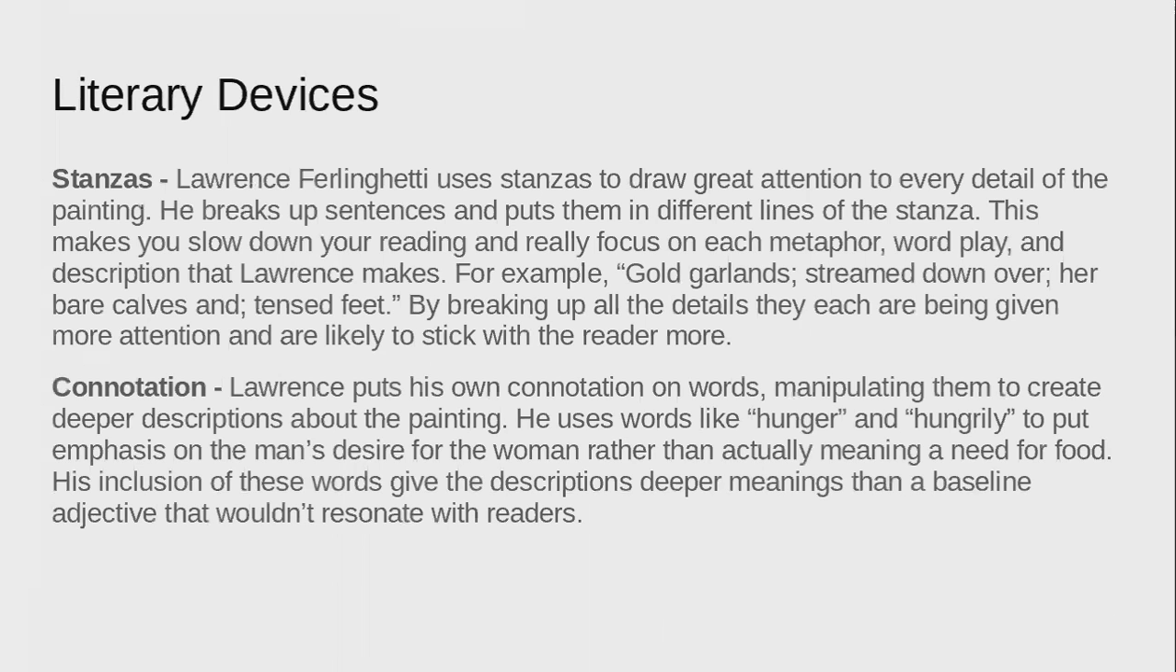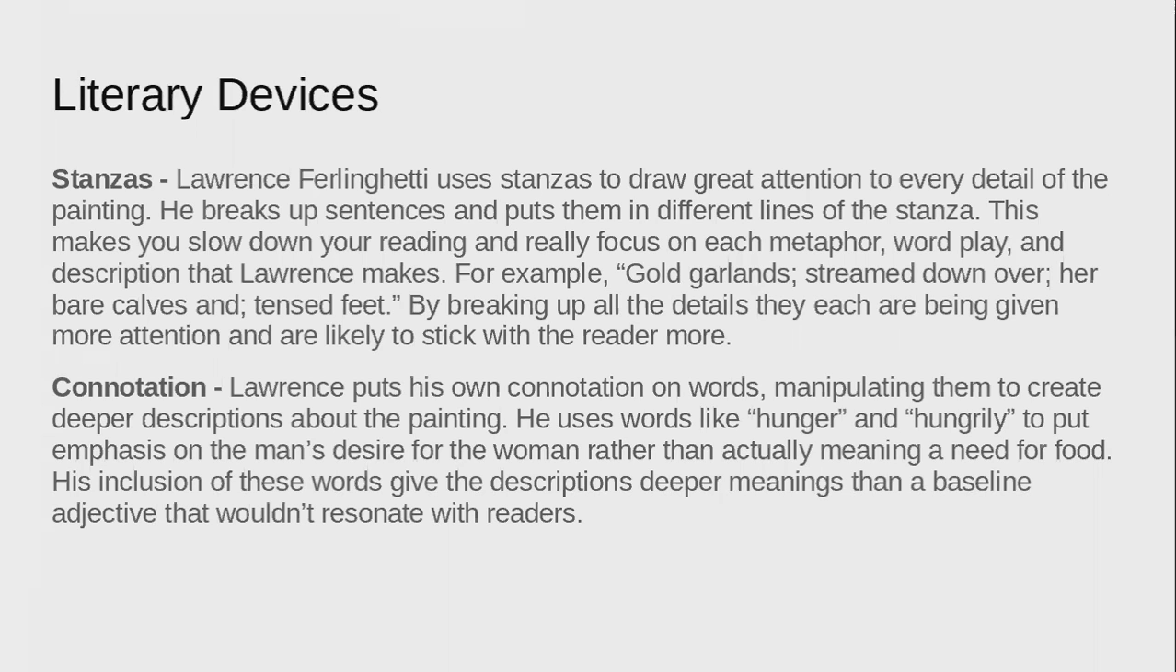So, first noticeable literary device is his use of stanzas. Lawrence Ferlinghetti uses stanzas to draw great attention to every detail in the painting. He breaks up sentences and puts them in different lines of the stanza. And this makes you slow down your reading and really focus on each metaphor, wordplay, and description that Lawrence makes. For example, gold garlands stream down over her bare calves and tensed feet. By breaking up all the details, they're being given more attention and are likely to stick with the reader more.